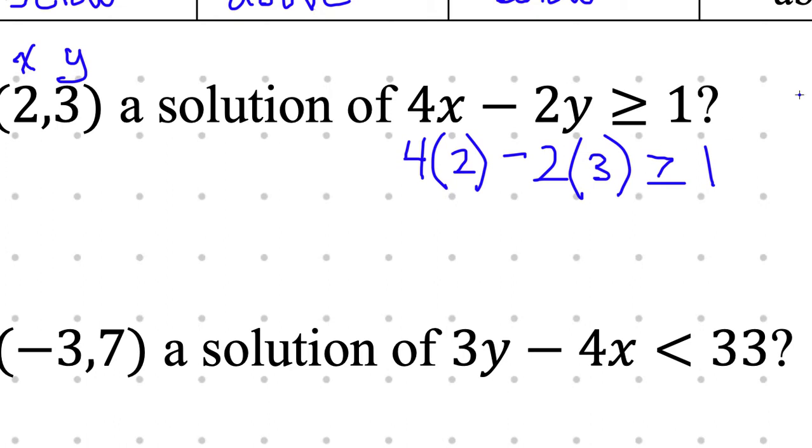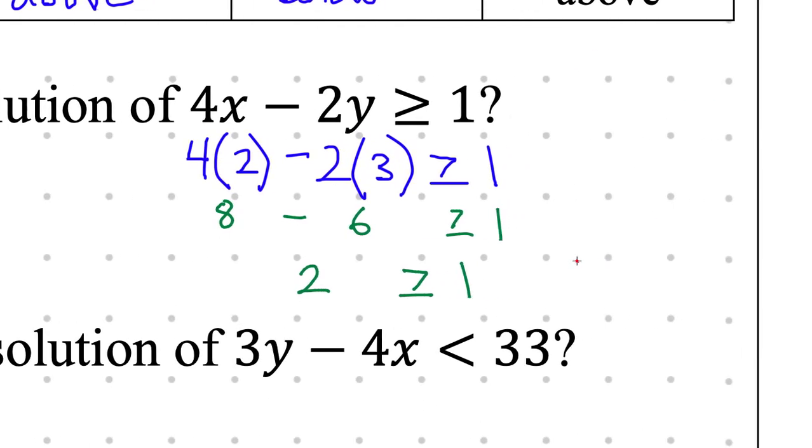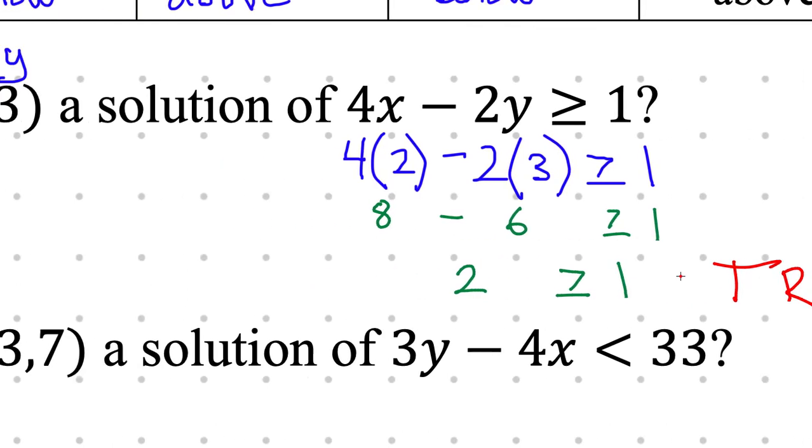Eamon, yes. You would multiply 4 by 2, which would be 8, and then you'd multiply 2 by 3, which would be 6. When you subtract these two, you get 2 is greater than or equal to 1. Is that true? That is a true statement. So we'll write true. And because it's true, we know that it is a solution.